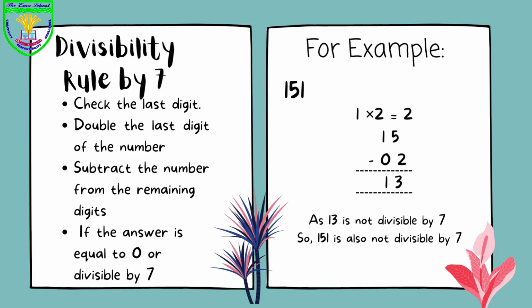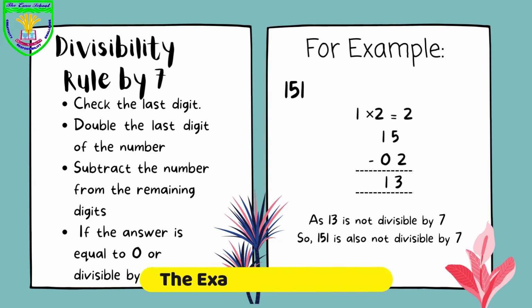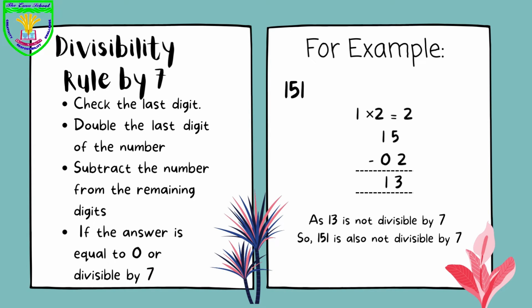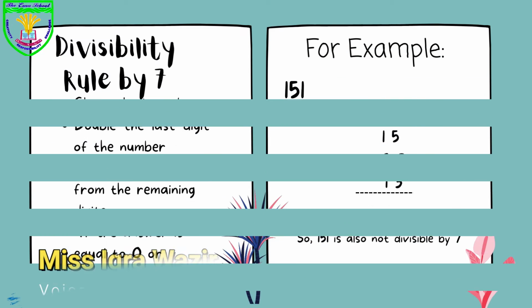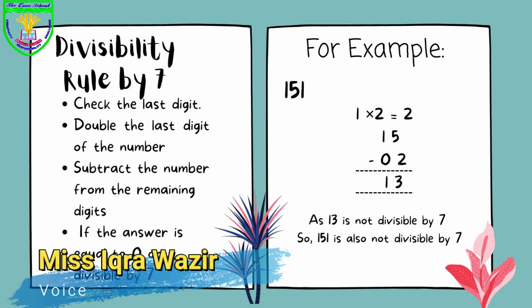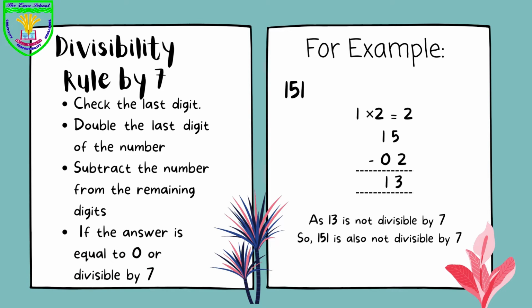151. So, to check whether this number 151 is divisible by 7 or not, we will follow the 3 steps. The first step is we will check the last digit. The last digit is 1 and we will double the last digit. So, to double the last digit 1, we will multiply 1 with 2 and the answer is 2. Now, subtract this number 2 from the remaining digits 1 and 5, which make 15. So, subtract 2 from 15. 15 minus 2 is 13.